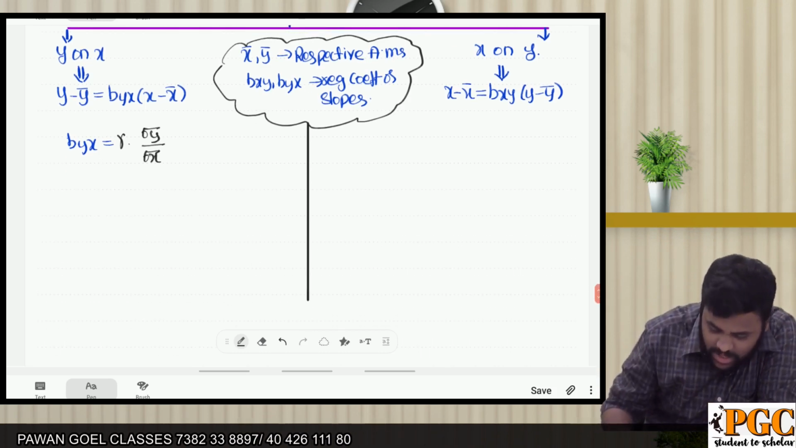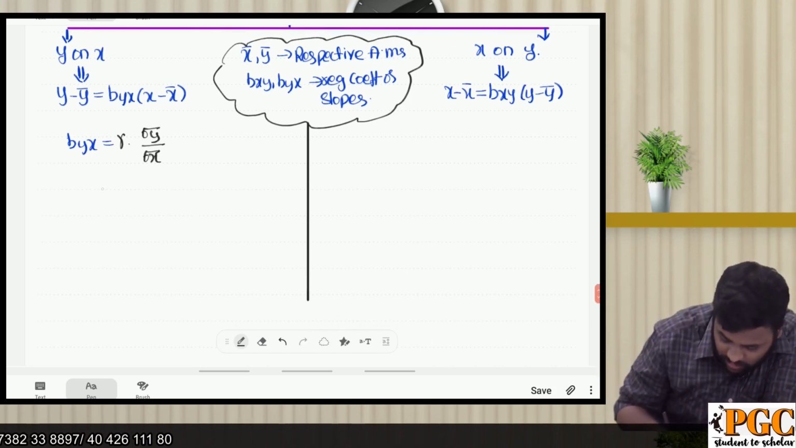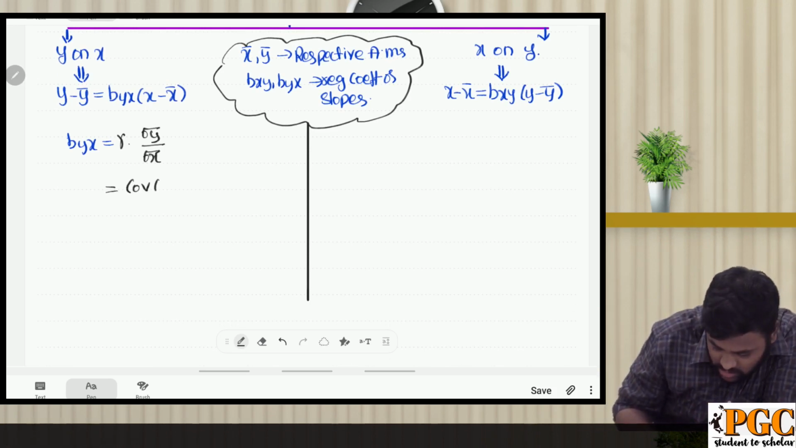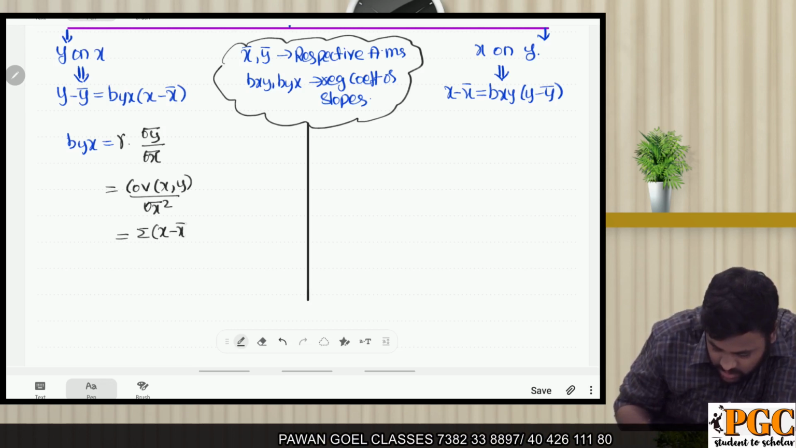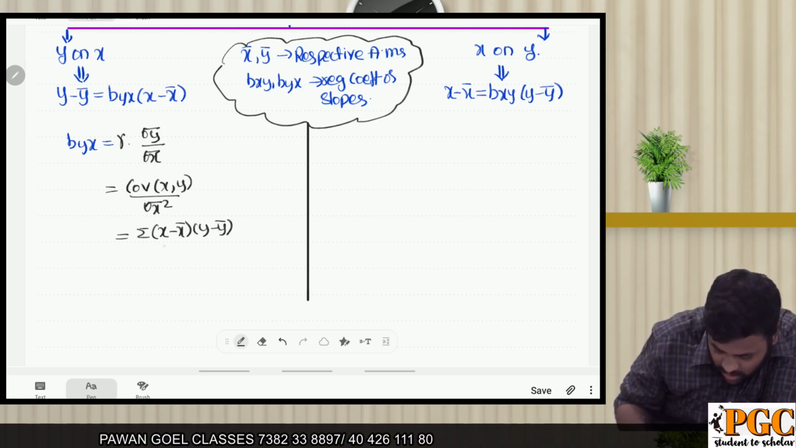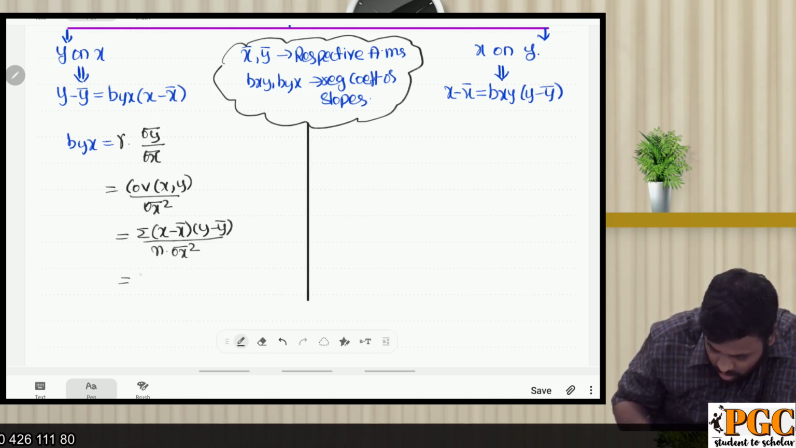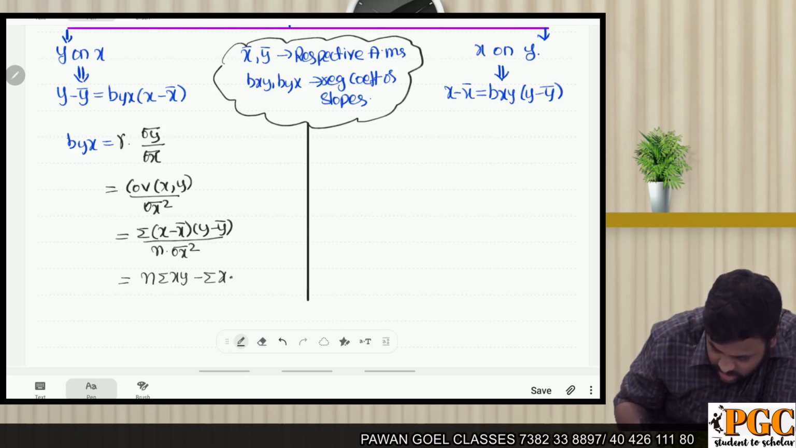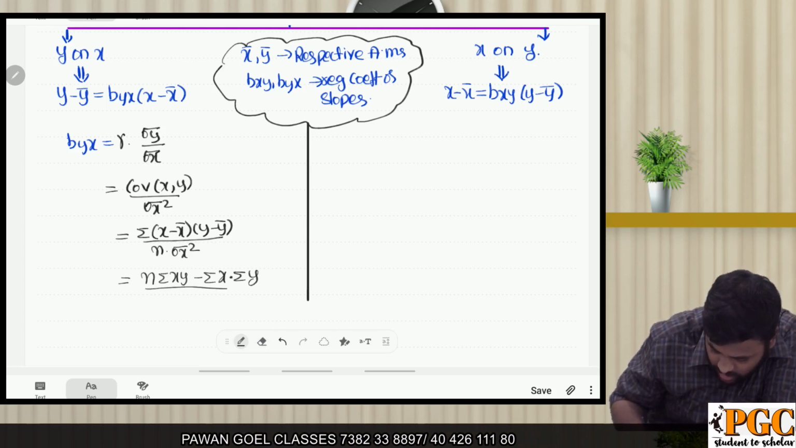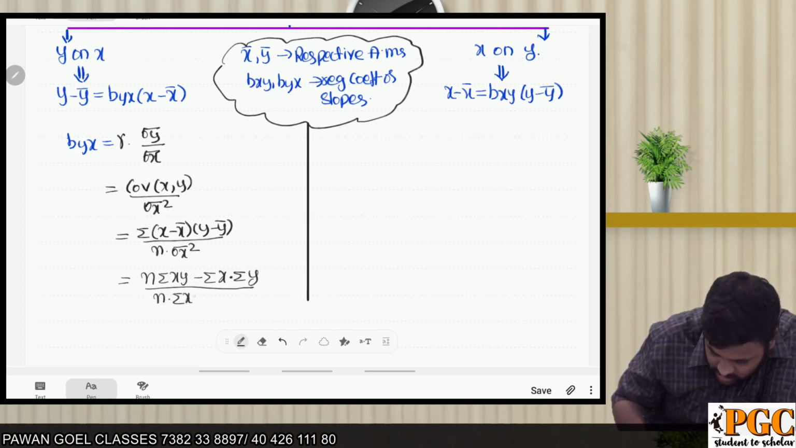So byx is r into standard deviation of y by standard deviation of x, or covariance of xy divided by standard deviation of x square, or summation of x minus x bar into y minus y bar divided by n into standard deviation of x square, or n into summation of xy minus summation of x into summation of y divided by n into summation of x square minus summation of x whole square.